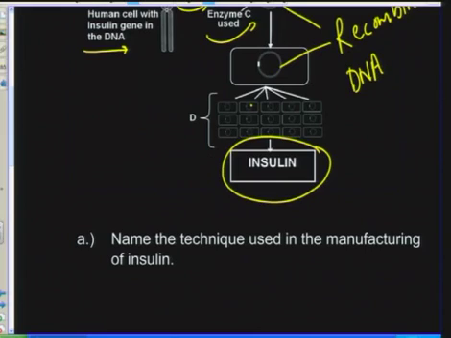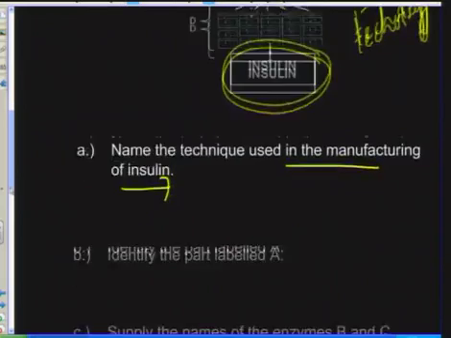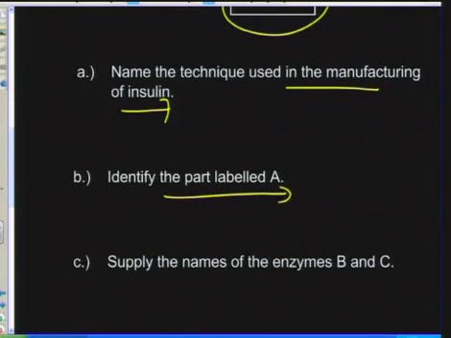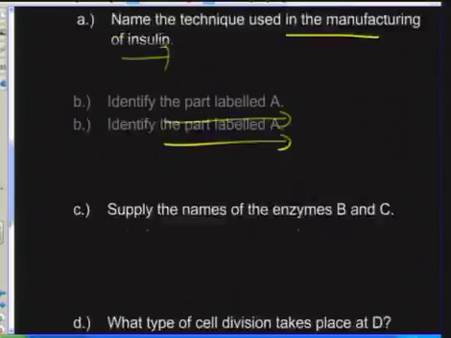So let's name the technique used in the manufacture of insulin. It's called recombinant DNA technology. Recombinant DNA and its technology, so it's a process, and hence it's called recombinant DNA technology. If we go down to the next question, identify part labeled A. Part labeled A is a circular ring of DNA, and we refer to that as a plasmid, and we use the plasmid to our advantage to be able to transfer the gene into it.